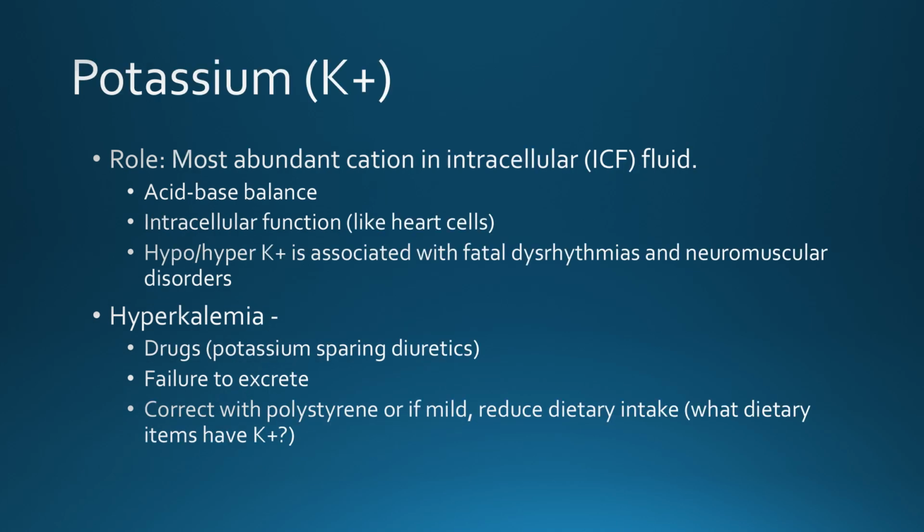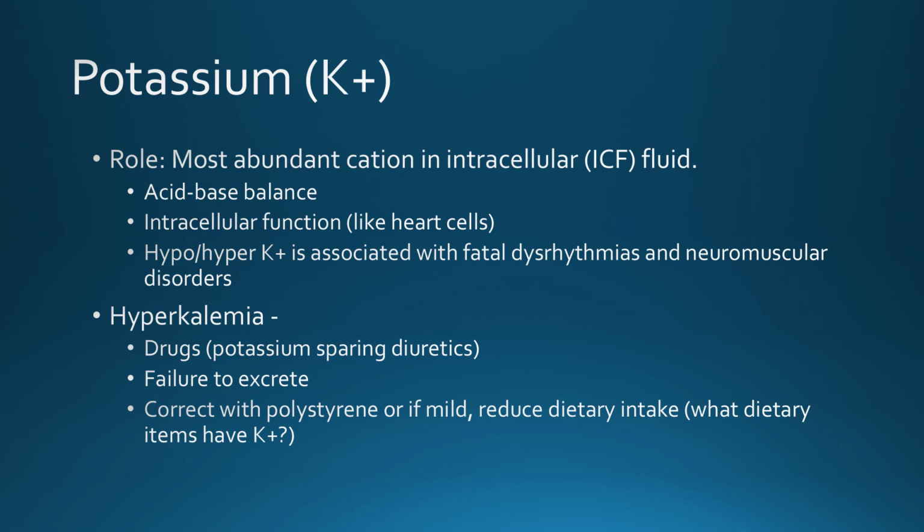Okay, potassium. This is the most abundant cation in the intracellular fluid. So potassium needs to be inside your cells, right? And it helps with acid-base balance. It also helps with intracellular function. That makes sense because it's in the intracellular fluid. And remember that whole sodium potassium pump thing, but it also helps with nerve conduction and muscle or cell function. So hypo or hyper K is associated with fatal dysrhythmias of the heart and neuromuscular disorders.